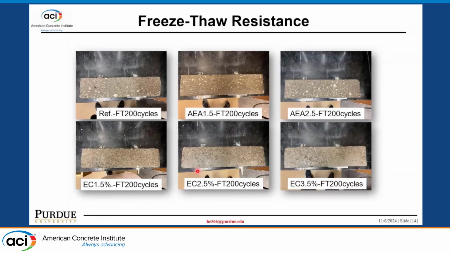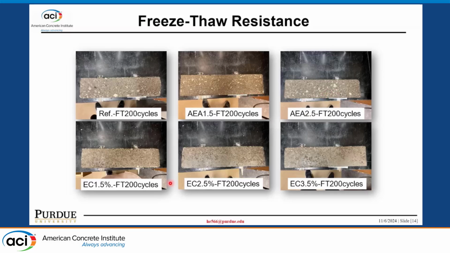However, things changed after 200 cycles. We can see for the reference concrete, a lot of coarse aggregate is exposed, a lot of surface damage, right? And for the AEA concrete, although the relative modulus is pretty good, meaning it maintained pretty good strength, it cannot resist that much surface damage. So we can see the AEA concrete exposed a lot of coarse aggregate, especially AEA 2.5, with more air content, lower strength, and more surface damage compared to AEA 1.5, right?